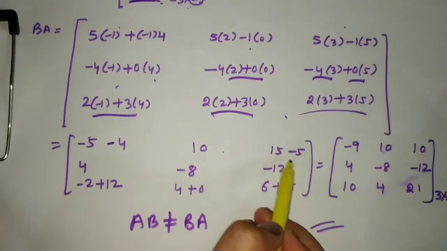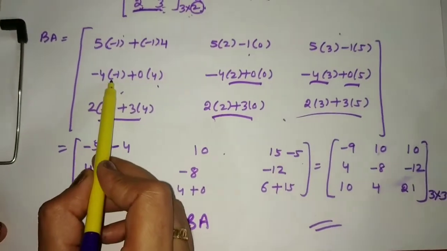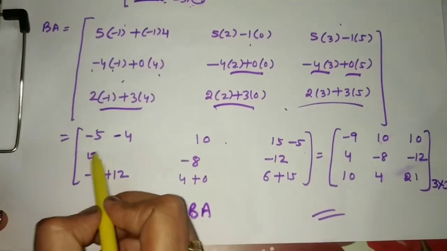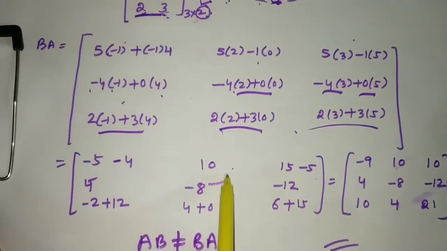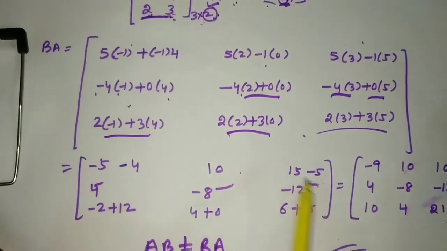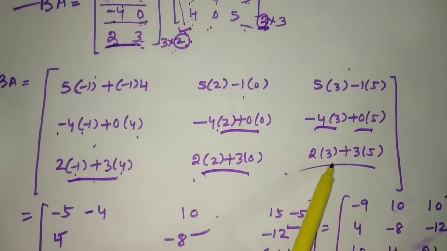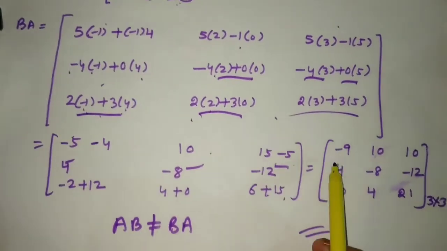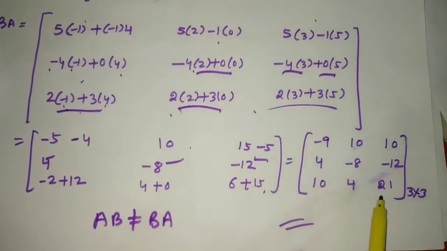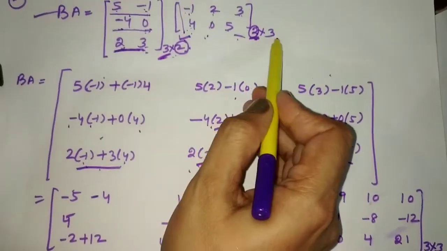So this is minus 5, this is minus 4, this is 10. This will be 15 minus 5. Then minus plus 4. This will be minus 8 and this will be minus 12. This will be minus 2 plus 12 and 4. And this will be 6 plus 15. So after simplification, I am getting a matrix of order 3 into 3.